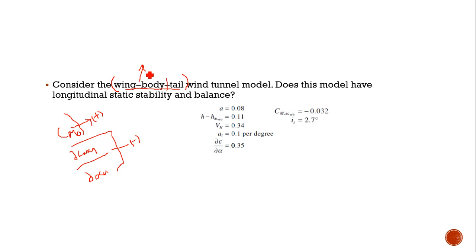So here we need to consider the formulas for the combined wing and body only. So the combined formula, I will write the formula, and you try to solve the sum. CM0 equal to CM_ac,WB, that is the CM about the aerodynamic center, plus VH into AT into (IT plus epsilon naught), or we can say IT plus epsilon dot.